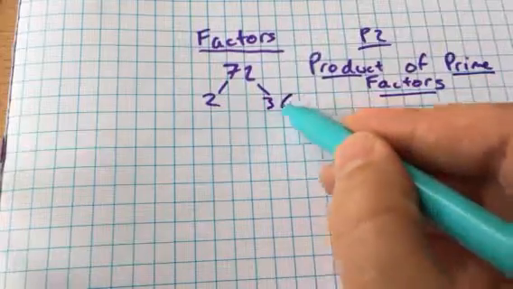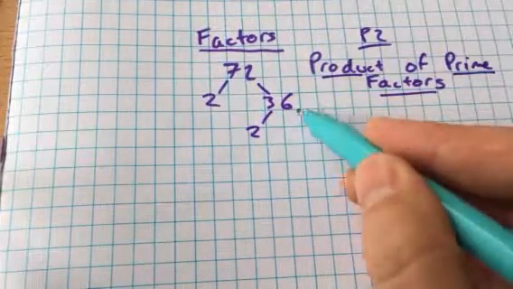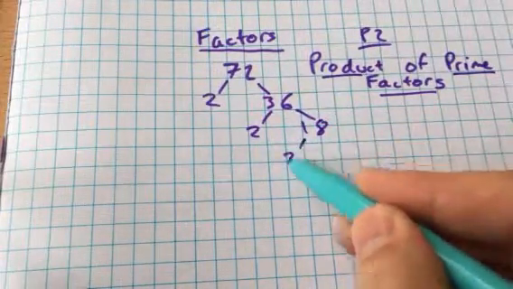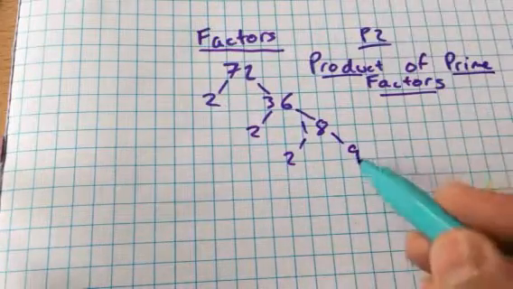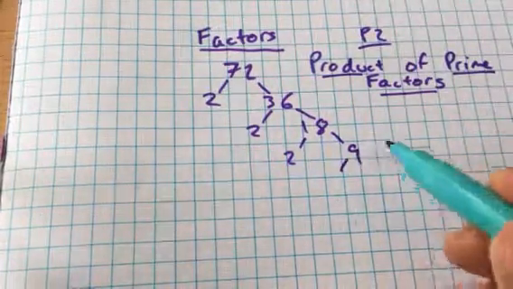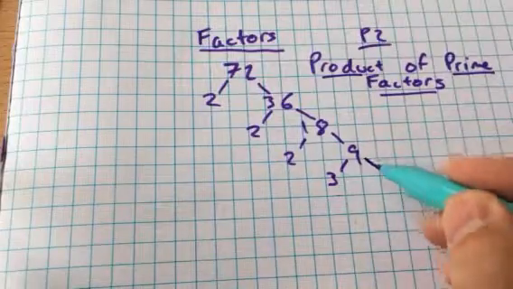That leaves us with 36. Divide that by 2 again because it's even. Divide that one by 2. Divide and get to 9. Now that's not even, so the next prime up is going to be 3, leaving us with 3.